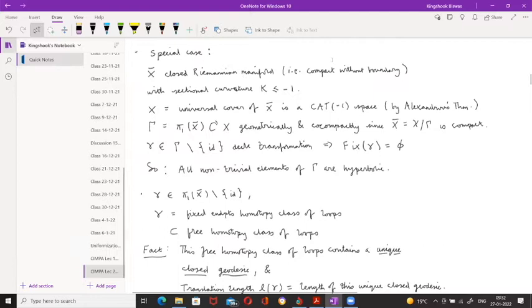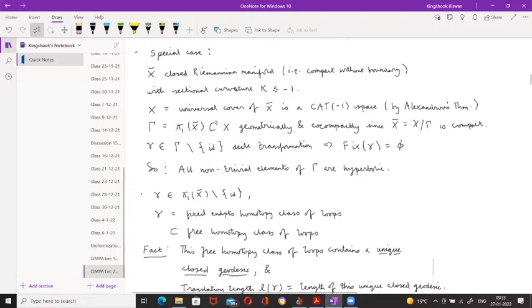Closed means a compact manifold without boundary, with sectional curvature less than or equal to minus one. Then X, which is the universal cover of X bar, will be a CAT(-1) space by Alexandrov's theorem, because it's a complete simply connected Riemannian manifold of sectional curvature less than or equal to minus one. So the universal cover of this closed negatively curved manifold is a CAT(-1) space.